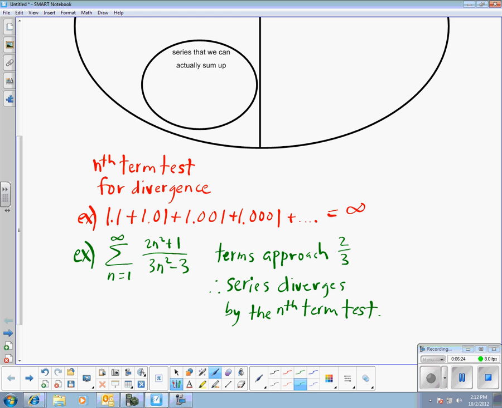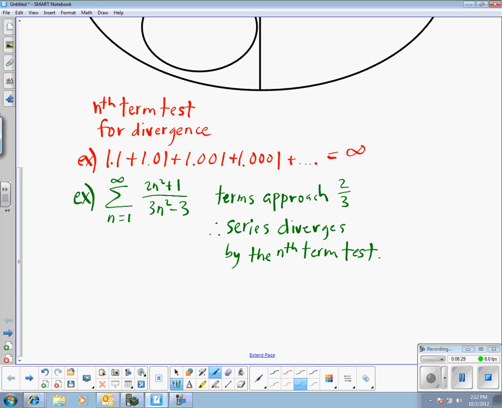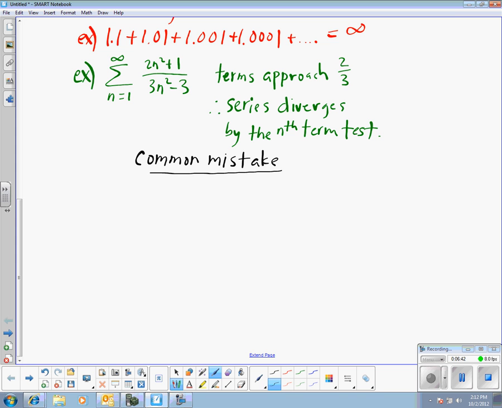Now, listen to this. By far the biggest mistake in this chapter, really the whole chapter, is trying to use the nth term test backwards. I can say that the terms are not going to 0, therefore this series is divergent. What I cannot say is the terms do go to 0, therefore it converges. Like 1 over n, for example.